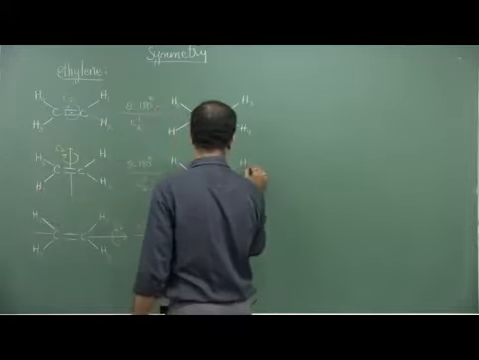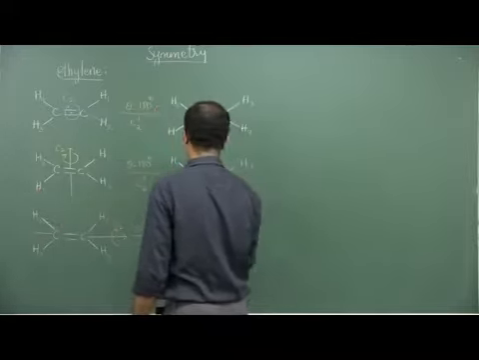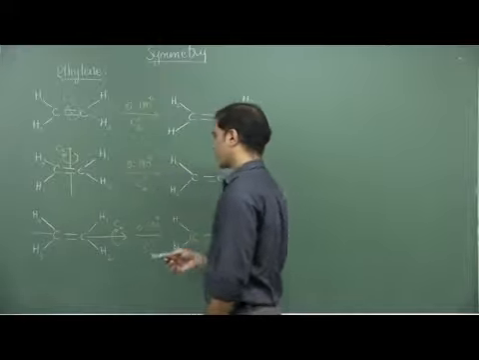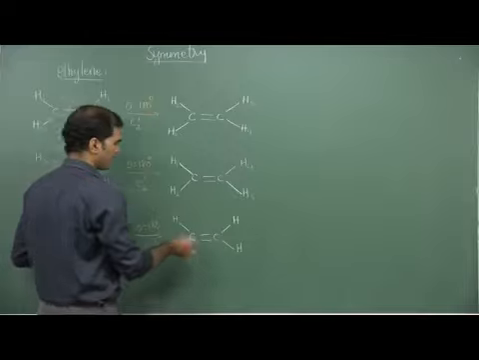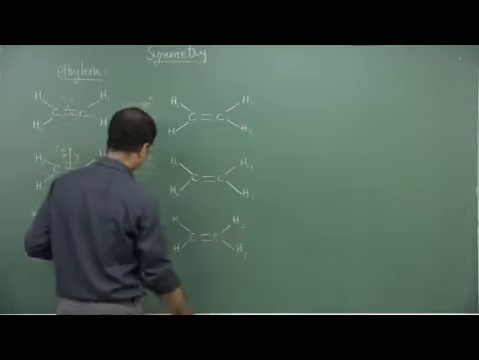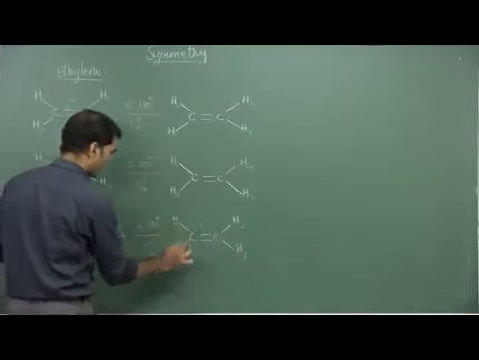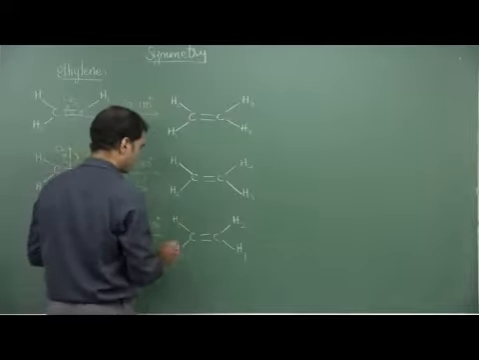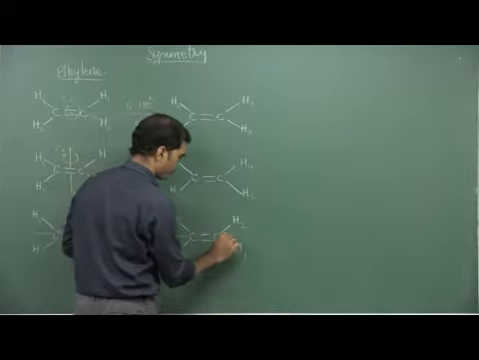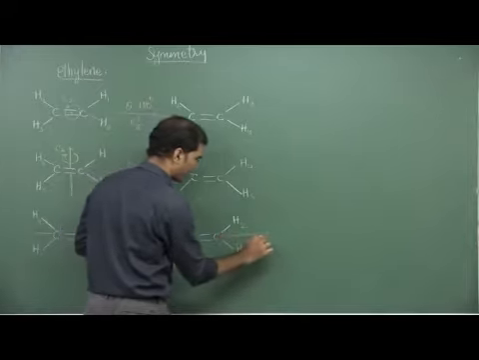So 1 and 4 are exchanging, 2 and 3 are exchanging. In the last case, top and bottom will exchange. So 1 will exchange with 2 and 3 will exchange with 4. So what we have to do is, whatever structure that we got is only an equivalent structure.